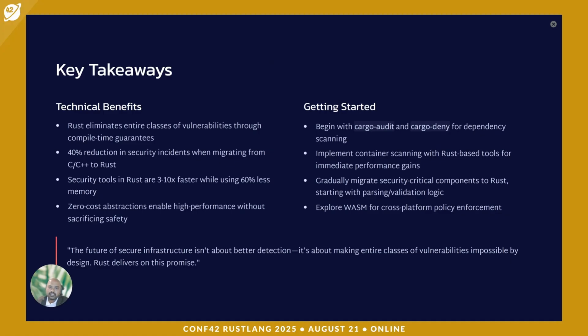Key takeaways: Rust eliminates entire classes of vulnerabilities at compile time. It delivers faster performance, lower memory use, and higher detection accuracy than traditional tools. You can start small, with dependency scanning using Cargo audit and container scanning with Rust-based tools, and grow from there. The future of secure infrastructure is not just better detection, it's making certain vulnerabilities impossible. Rust delivers on that promise.